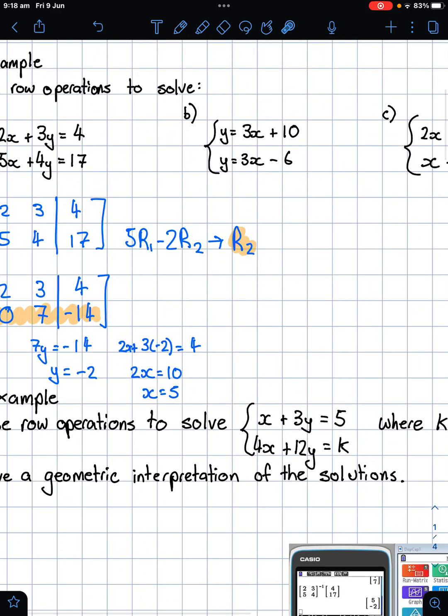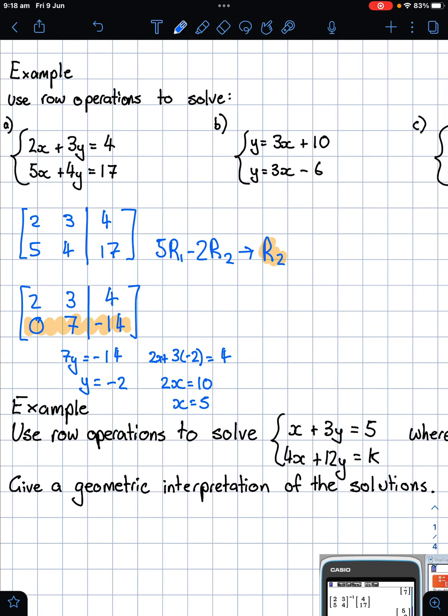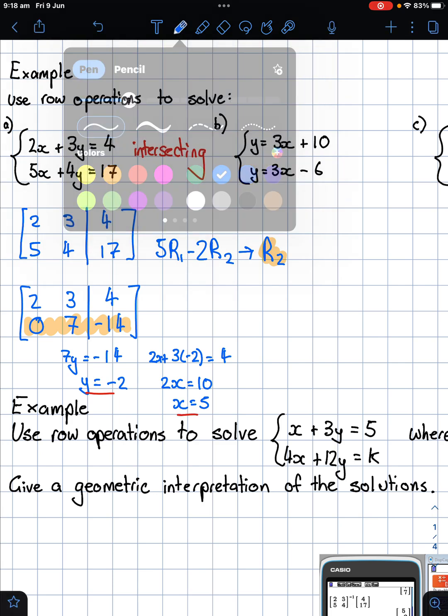Okay, now this here is an intersecting line. So this, let me just change color. We're looking at this one here is intersecting because we get a unique point out of it, which is one unique point.